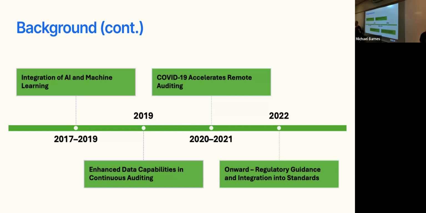In 2019, there was a growth in enhanced data capabilities and continuous auditing. This led to a shift to relative real-time data monitoring, which evaluated, processed, and reviewed the data streams that were coming in continuously. They also made continuous auditing models during this time.